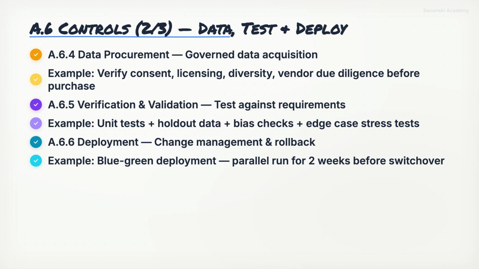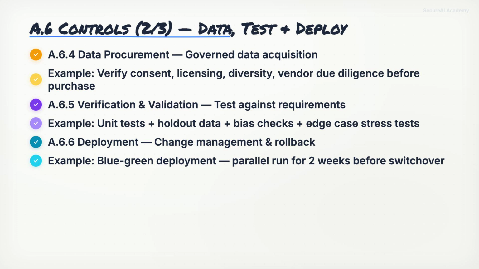Control 5. Verification and validation. Test that systems work correctly. Example: the credit model undergoes verification. Unit tests confirm code correctness, and validation, testing against holdout data, checking bias across age, gender, and ethnicity, and stress testing with edge cases like incomplete applications.